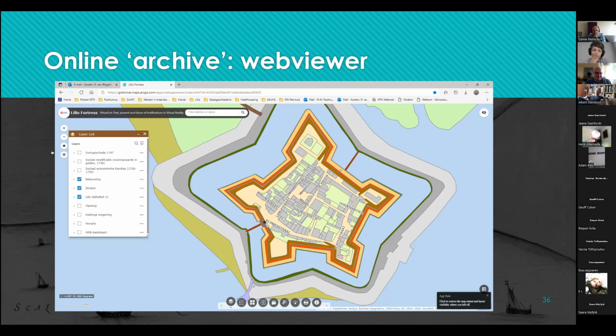So yeah, you see different layers being loaded. So I can turn off the buildings, I can turn off the streets, I can turn off the whole of the historical map, and then you see, in fact, what it is today.